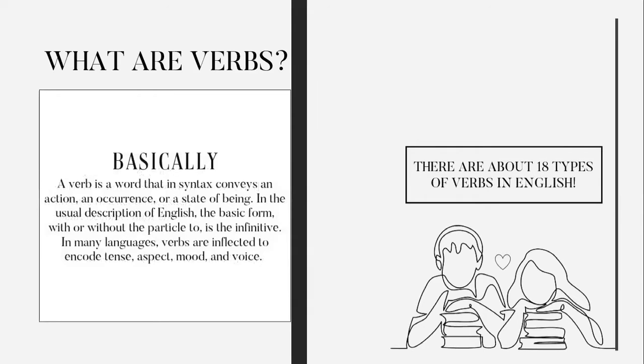Basically, a verb is a word that in syntax conveys an action, an occurrence, or a state of being. In the usual description of English, the basic form, with or without the particle to, is the infinitive. In many languages, verbs are inflected to encode tense, aspect, mood, and voice. There are about 16 to 18 types of verbs in English, but we are going to explain around 13 only.